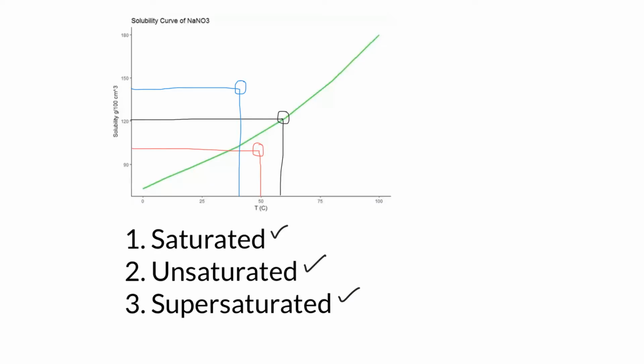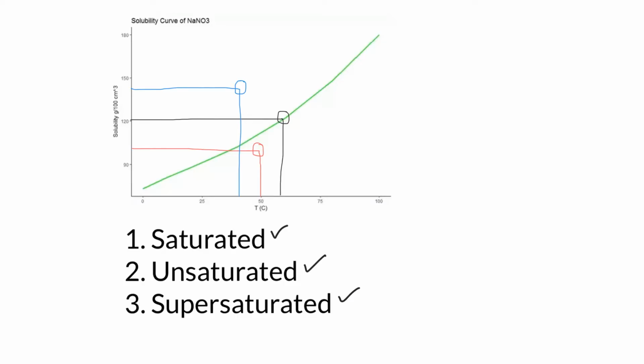Now, as you can see, I've plotted 3 points on this graph indicated by 3 different colors. So I have a black, red, and blue, as you can see. And if you notice, the black point that I plotted falls on the green line. The red point that I have plotted falls underneath the green line, and then the blue point I have plotted falls above the green line.